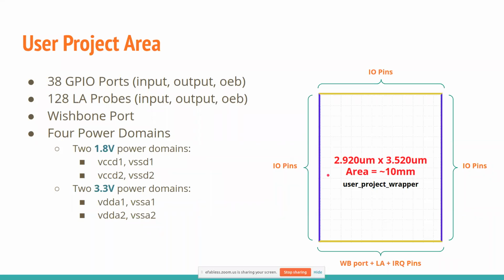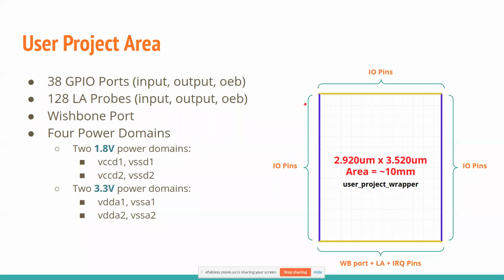And in the picture here, this is the empty golden wrapper, the user project wrapper in Caravel, and it has an area of around 10 square millimeters. So you need to design your user project to fit within this space. The golden user project wrapper has a fixed pin location. So the south-facing pins are the pins which are connected to the management area, which are the wishbone, logic analyzer, and IRQ pins. The rest of the edges contain the GPIO pins, which are the input, output, and output enable.